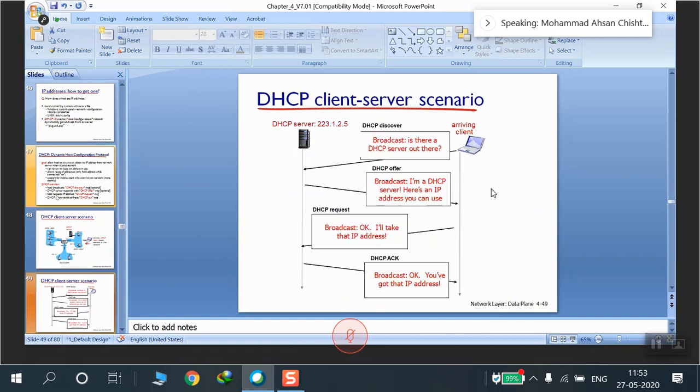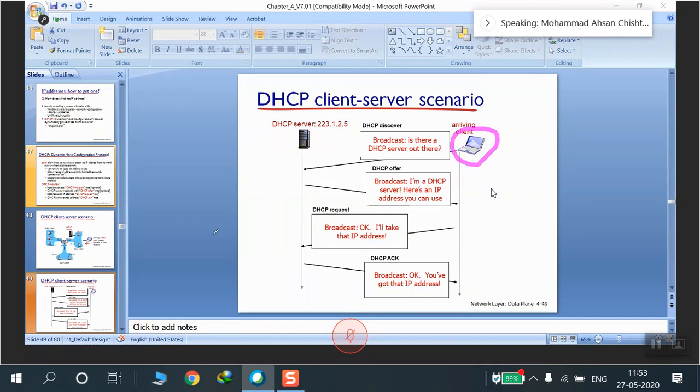This is an arriving client. The arriving client sent a message saying, is there any DHCP server out there? Everybody received this broadcast packet. The DHCP server within the network also received it, and it knew that it is for me. It replied back, I am the DHCP server, here is an IP address that you can use. Back to the client. The client says, okay, I'll take that IP address. DHCP acknowledges back and says, okay, you have got that IP address.